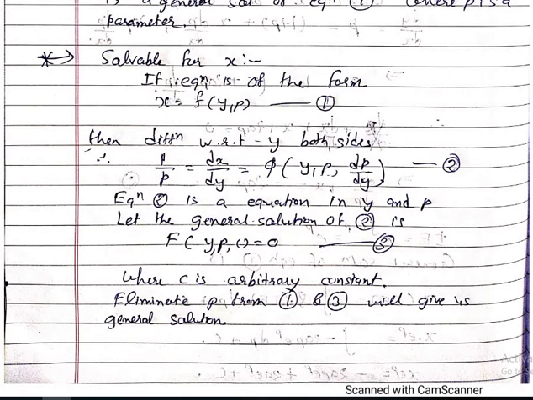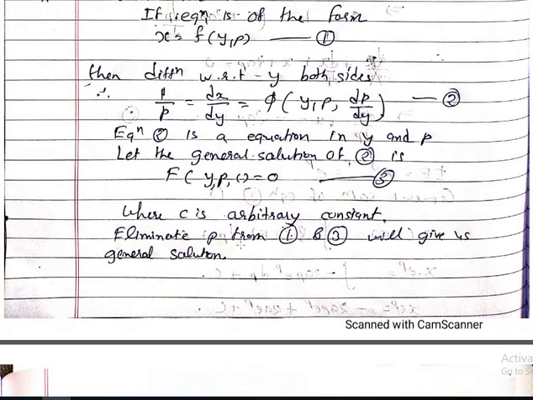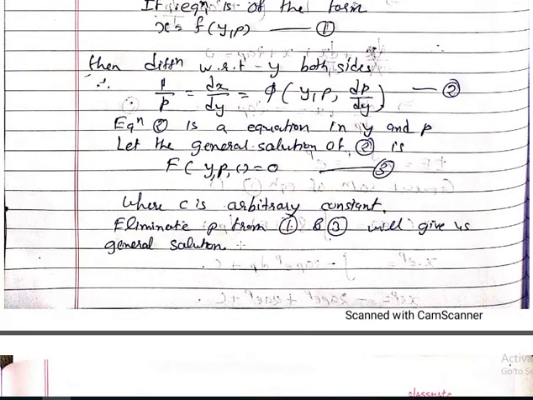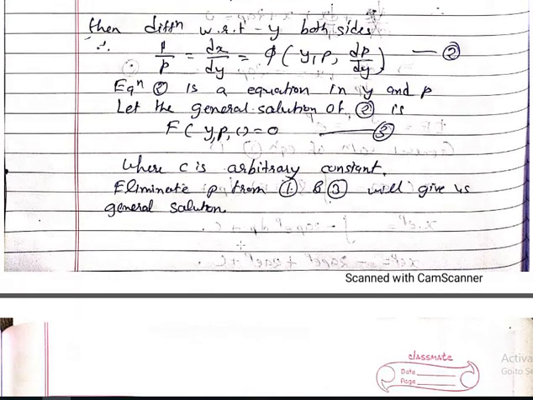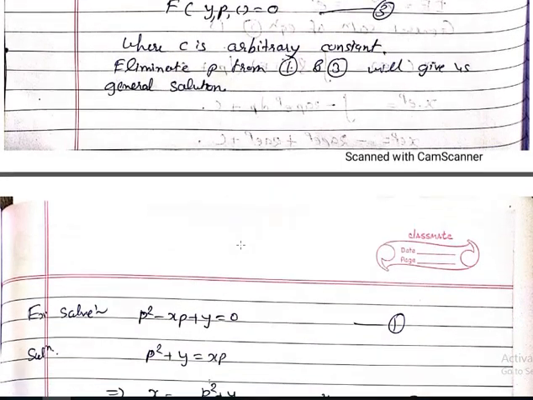So equation 2 is in the form of variables y and p, so the general solution of that equation is some function of y, p and c. So from equation 3 and equation 1, you have to eliminate p, that will give you the general solution. Again the same thing, if it is not possible to eliminate, then in that case you have to write down x and y both in the form of p, that is called a parametric solution. Okay, so we are going to check out one example.